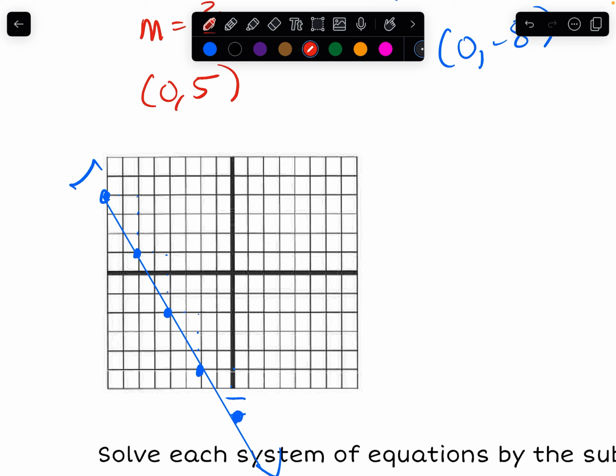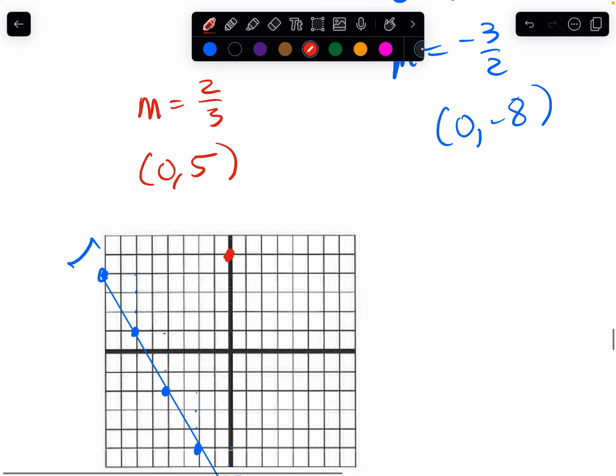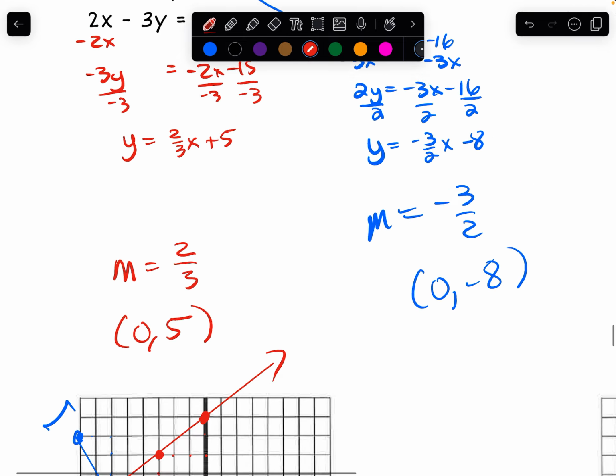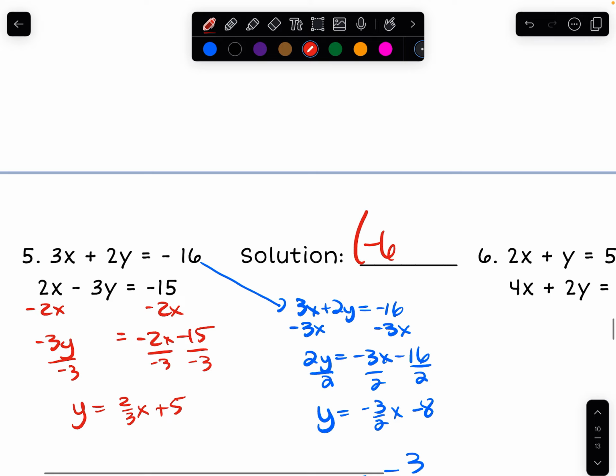So I come up here to 5, and I have 2/3. Go down 2 to the left 3. Down 2 to the left 3. Look at that, they ran into each other. Oh, that was a horrible line. There we go. So that's going to be 1, 2, 3, 4, 5, 6. So negative 6, 1. So at negative 6, 1, they run into each other.